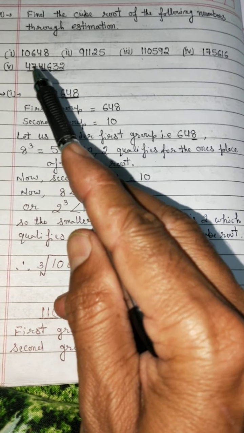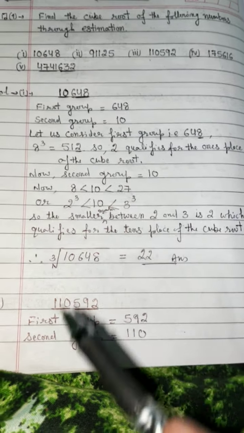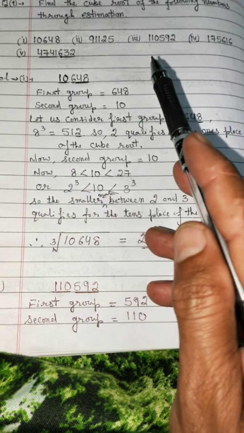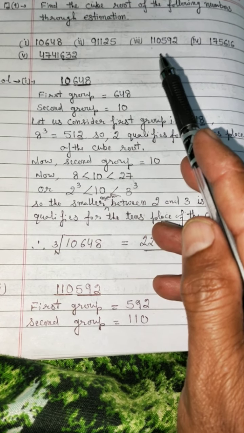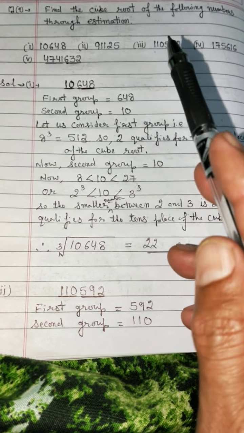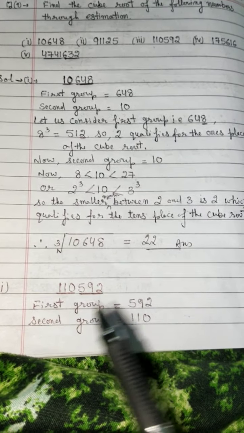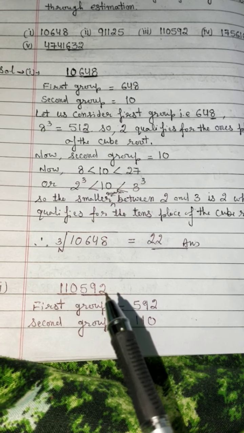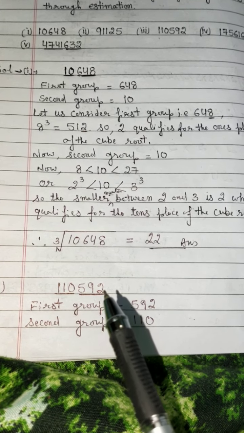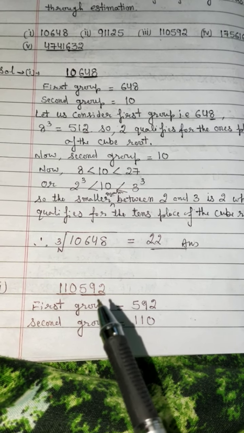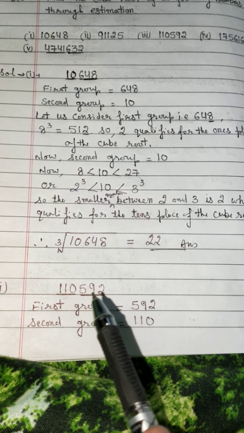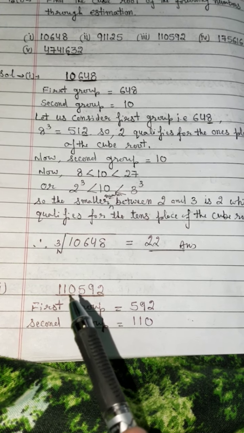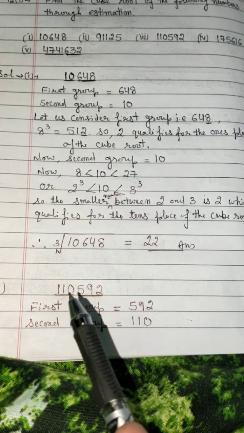There are 5 numbers. Again I go for the third part, which is 6 digits, 1,10,592. Again find the cube root using the estimation method. Guess your answer. Form groups of 3 digits starting from the rightmost digit, the ones place: ones, tens, hundreds, 592 is the first group and 0, 1, 1 is your second group.